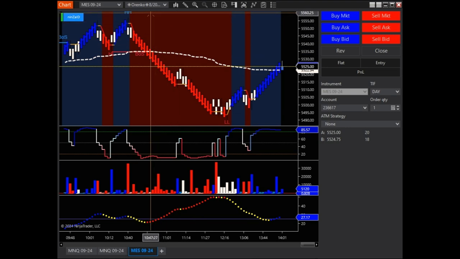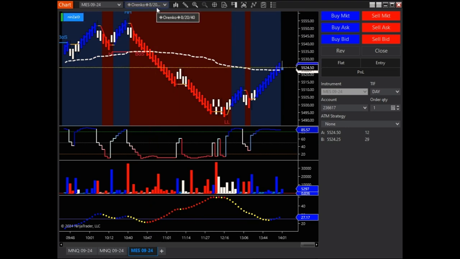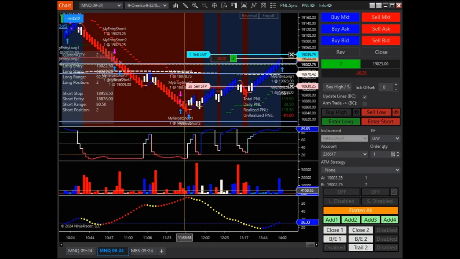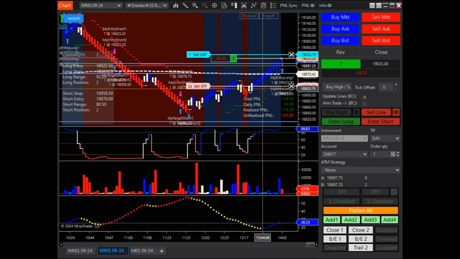This is the MES. I switched over to the tab MES. I have separate settings. I use a different bar size, 8, 20, and 40 for the MES. And so I'm just gonna wait for price to move up.